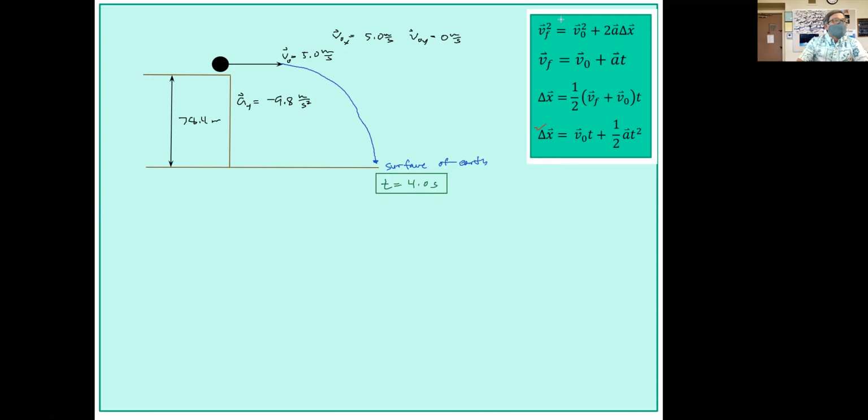We were also able to solve for the range, that is the distance from the cliff that the object falls, from start to finish, from x initial here.